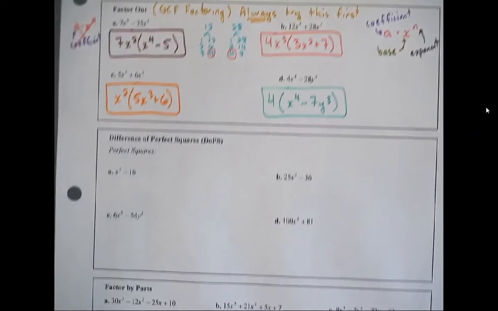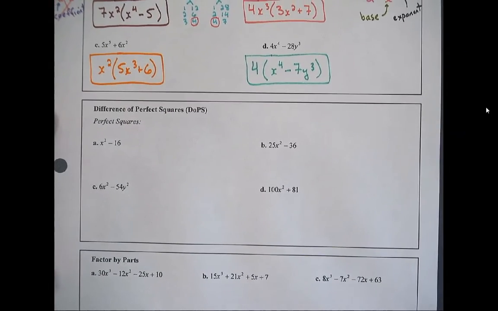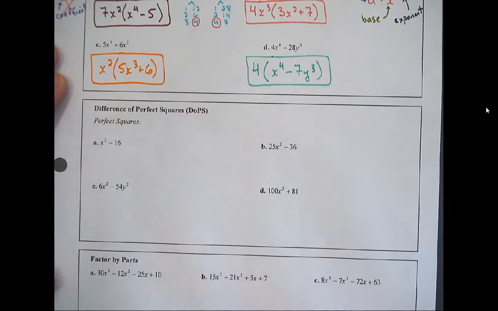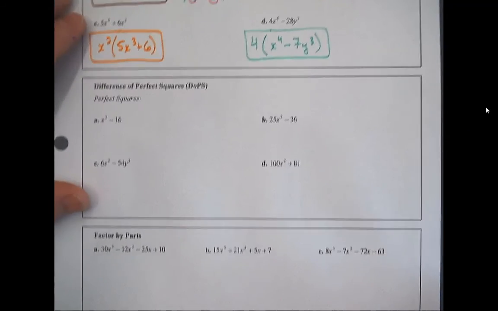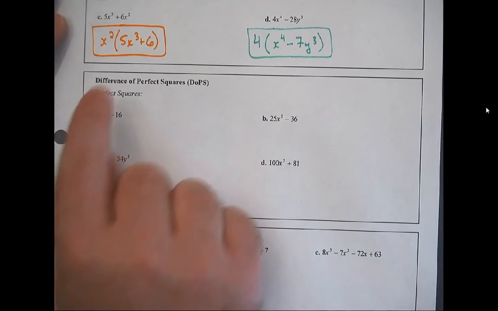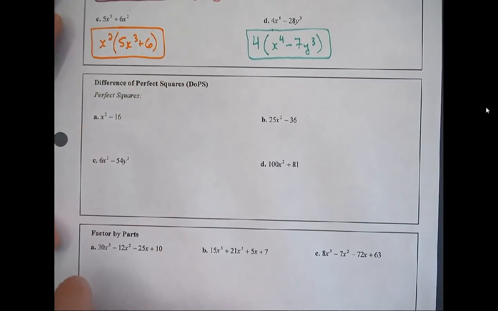All right, next topic is called difference of perfect squares. I call these dopes. Miss Musial calls them special doubles. So depending on how you want to think about them, it's up to you. I just need you to be able to recognize them.